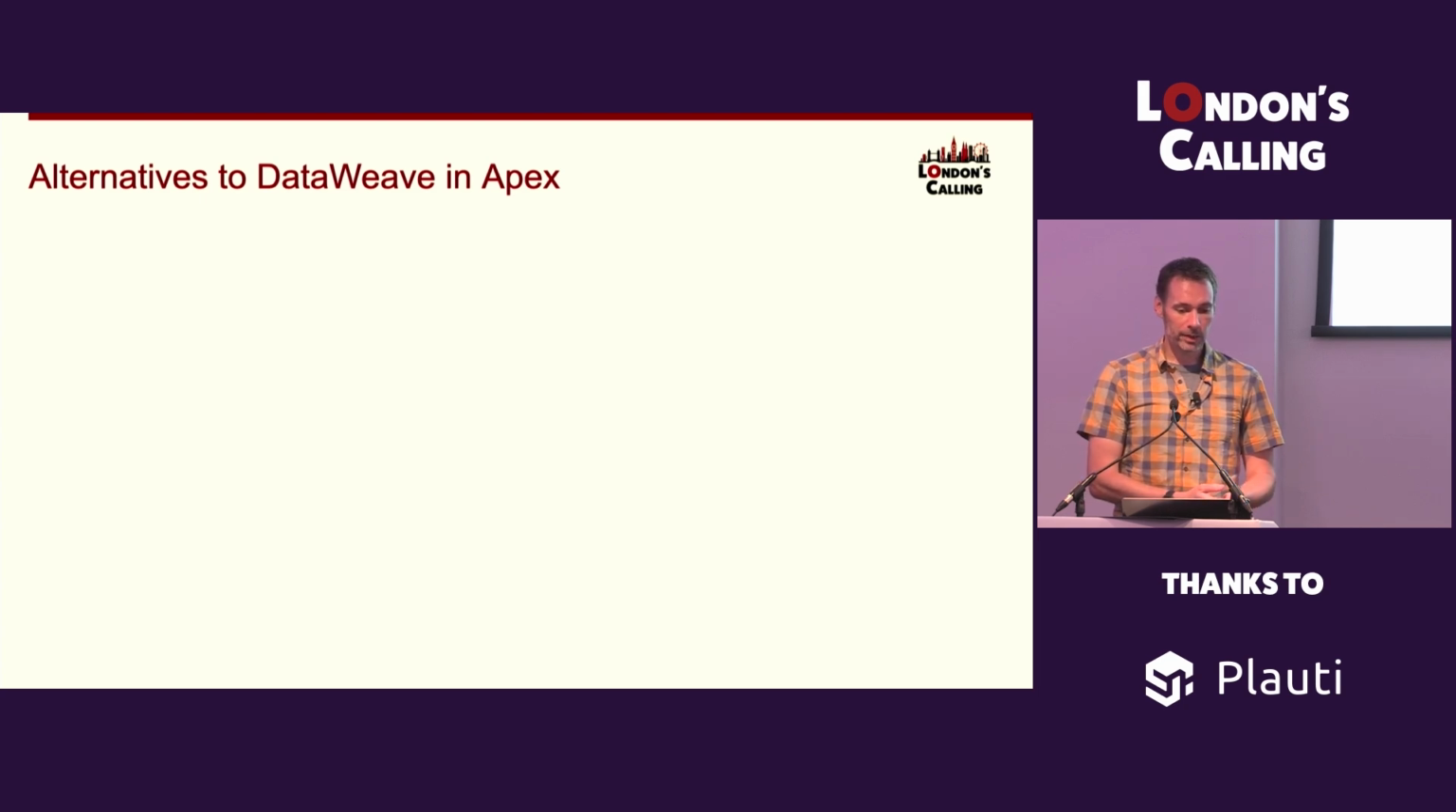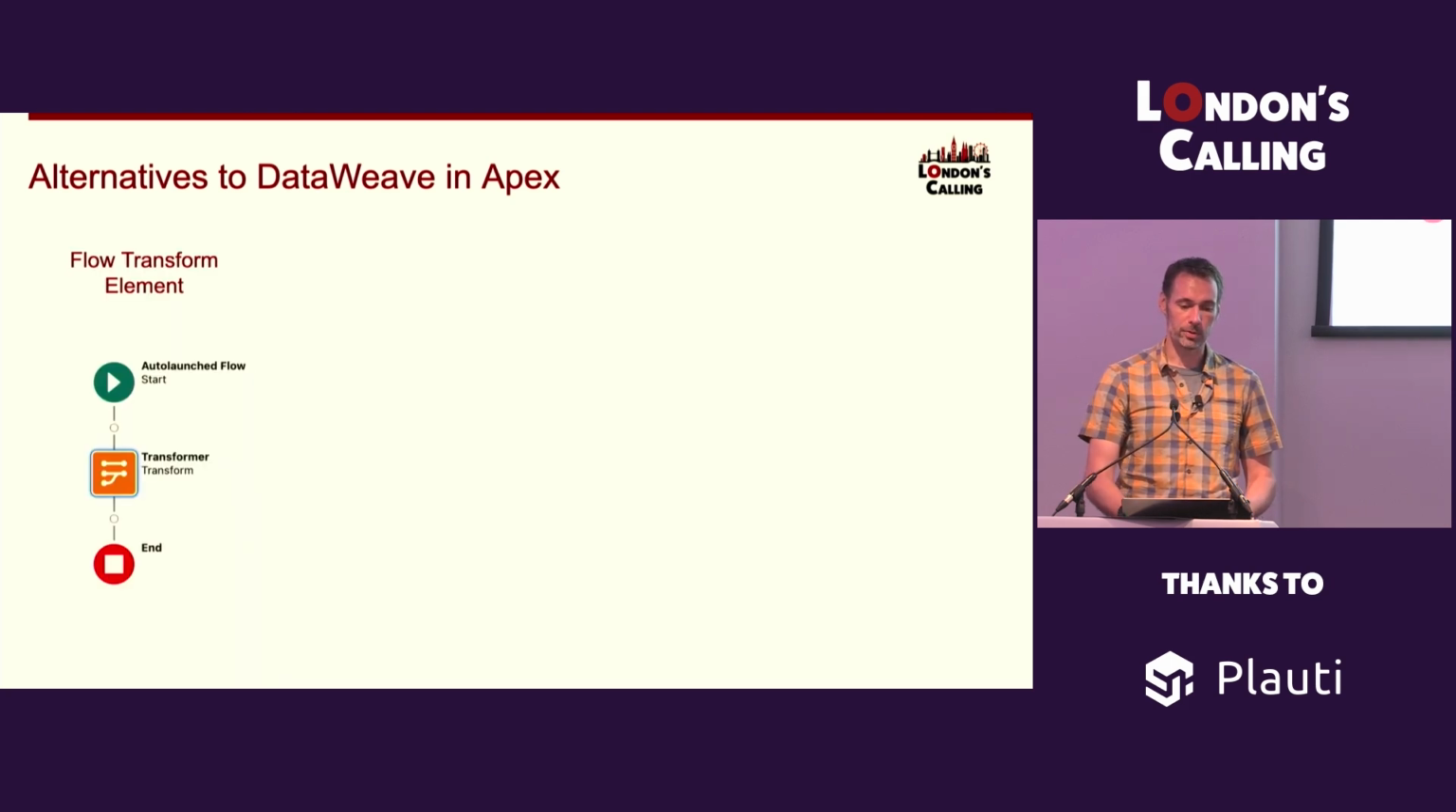So going back to our original criteria of how we make decisions about technologies, it's important to consider the alternatives. If we're in this world of I want to transform records and I want to make sure that it's generic and configurable by admins, definitely one of the options that you have is the Flow Transform element, I think. I've heard of it. I've never used it. It seems like it should do the thing. Someone else's talk should get into that.